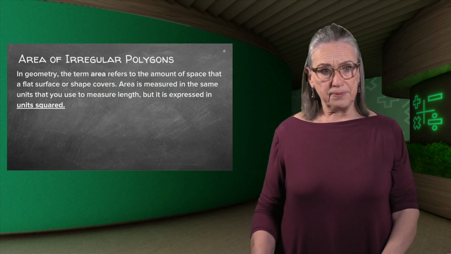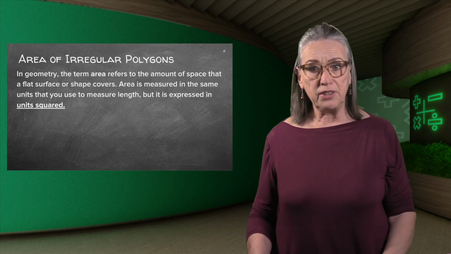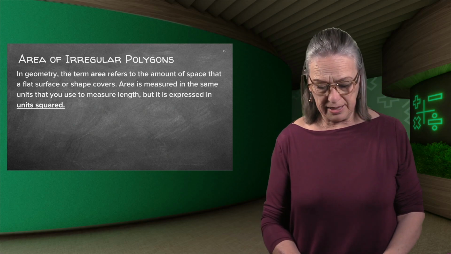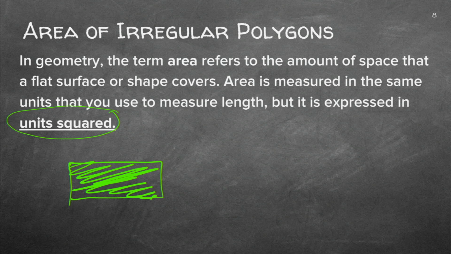Now in area, you can remember in geometry, the term area refers to the amount of space that a flat surface or shape covers. Now, if you remember our rectangle, this is our area that we have to work out. And the area is measured in the same unit that you use to measure the length. Like if it's meters, centimeters, it's centimeters. But you express it in meter or centimeter square. Okay, now we've done the easy one.